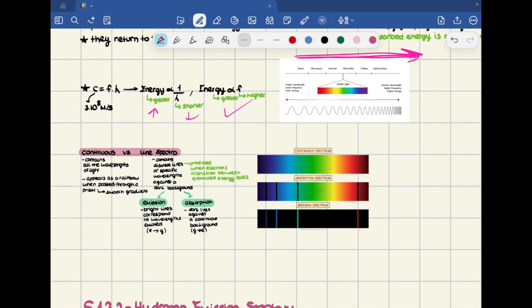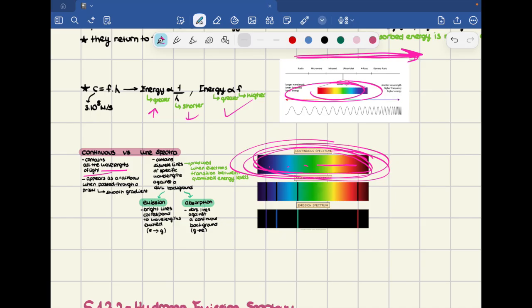Okay, so there are different kinds of spectrum. Firstly, we have the continuous spectrum, and this is what a continuous spectrum looks like. The continuous spectrum contains all the wavelengths of visible light. This is the visible light in the electromagnetic spectrum. When we take a look at the continuous spectrum, we can see that every single wavelength of every single color can be seen. And as we can see, it appears as a rainbow when passed through a prism.